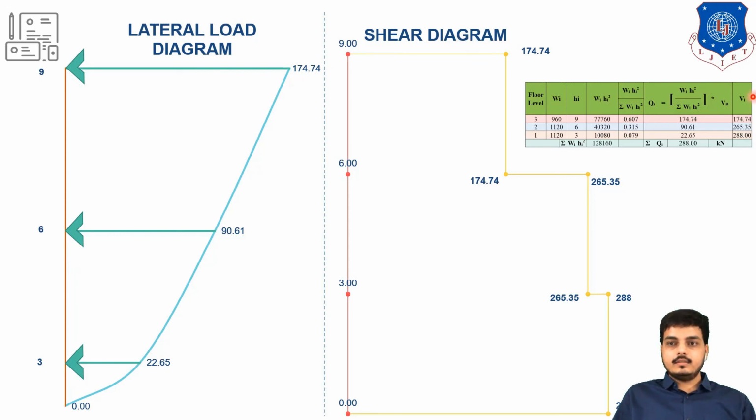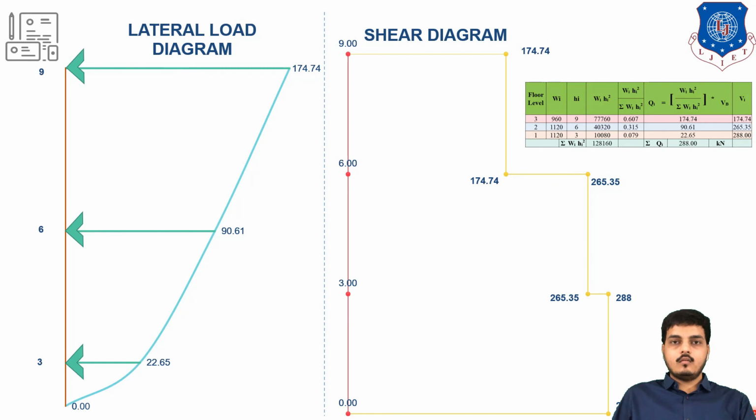Next is the shear diagram, which is made with the help of this Vi. So at the base, as I said, the load will be summed up. So the shear diagram will be summed up at the bottom. At the top it is 174. Then it is 265, and then at the level 288 will be common at the base. So this is our lateral load diagram and this is our shear diagram. So here we end up with the example.